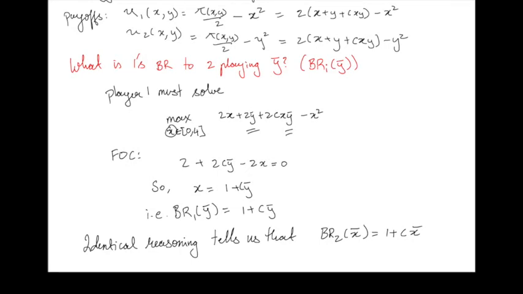Technically, I should have written here that BR1 of y bar is actually the set containing only 1 plus c y bar, because the best response is always a set of strategies for player 1. So player 1's best response to some strategy played by the opponent is some set of strategies that are best responses. But whenever that set is a singleton, so there's always a unique best response in this particular game, then we just take a shortcut and write it this way. We just write that 1 plus c y bar is the best response rather than saying the best response is the set containing the only element 1 plus c y bar.